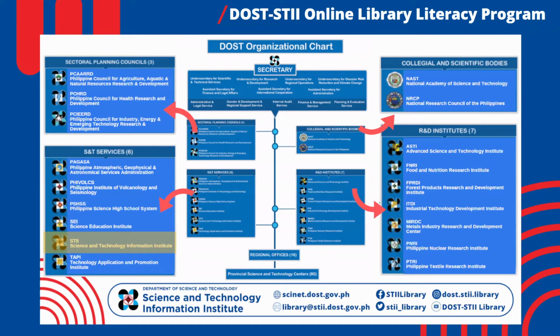So, familiar po kayo sa PAGASA, PBOX, yung po pamilya sa DOST. And several regional offices divided into 4 clusters, namely the Sectoral Planning Councils, the S&T services, the collegial and scientific bodies, and the Research and Development Institutes. DOST-STII is part of the S&T services as the marketing and information arm of the DOST system.